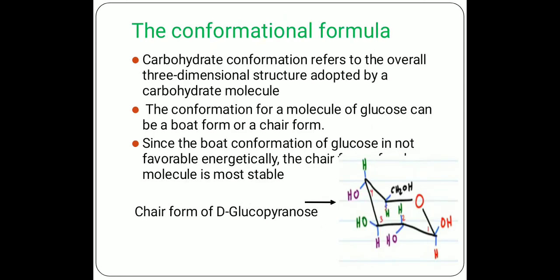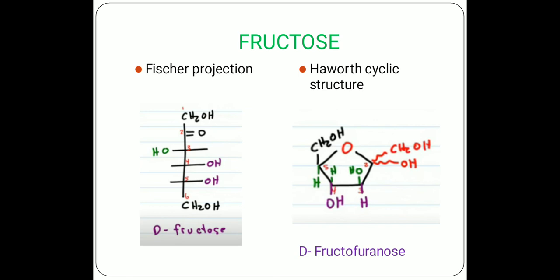The conformational formula. Carbohydrate conformation refers to the overall three-dimensional structure adopted by a carbohydrate molecule. The conformation of a molecule of glucose can be a boat form or a chair form. Since the boat conformation of glucose is not energetically favorable, the chair form of glucose is most stable. The chair form of the D-glucopyranose ring is depicted there. The Fischer projection and Haworth cyclic structure of fructose is given.